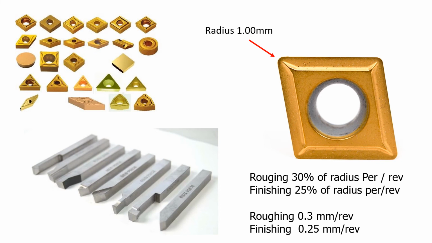Feed rates for lathes are based on the tool geometry and the tool radius. In the absence of a data sheet, a rule of thumb: roughing is usually 30% of the tool radius per rev, and finishing is about 25% of the tool radius per revolution of the spindle.